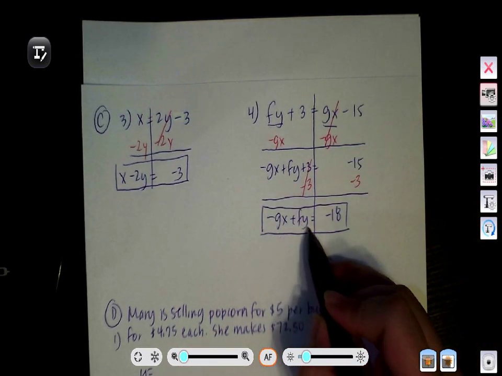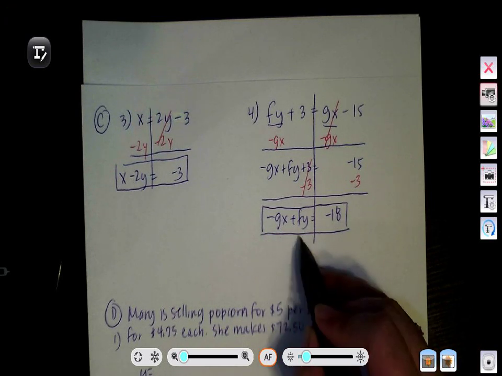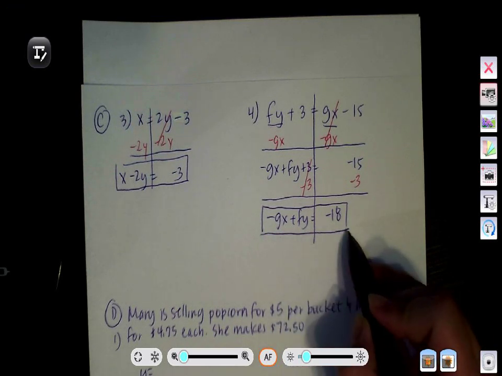Something x plus something y is equal to a number. Variables on the left hand side, number on the right hand side. Okay.